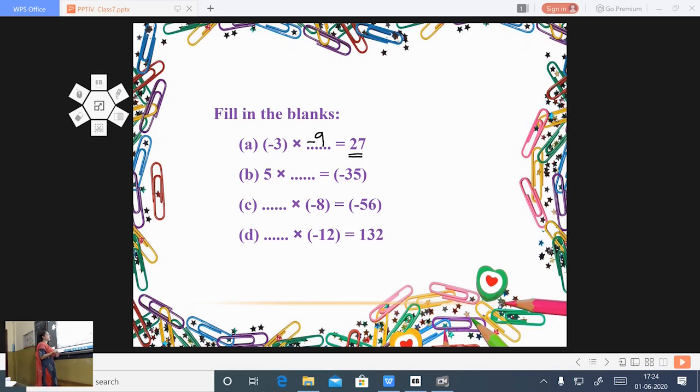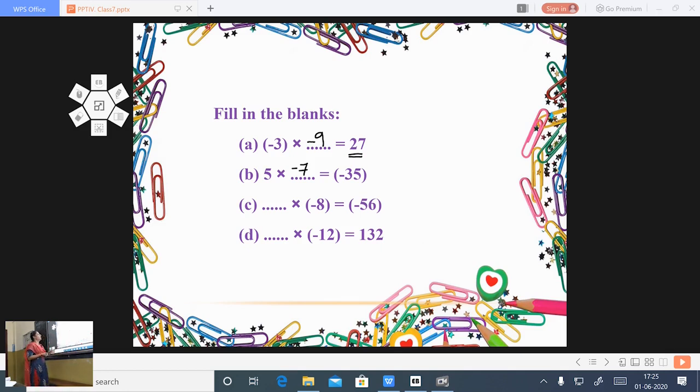Next one. 5 into dash is equal to minus 35. First we can consider the numbers. Which number should be multiplied by 5 to get 35? 7. But here we have to get minus 35. To get minus 35 as the answer, one should be positive and one should be negative. Here 5 is already positive, so this 7 should be negative. Then only you will get a negative integer as the product.